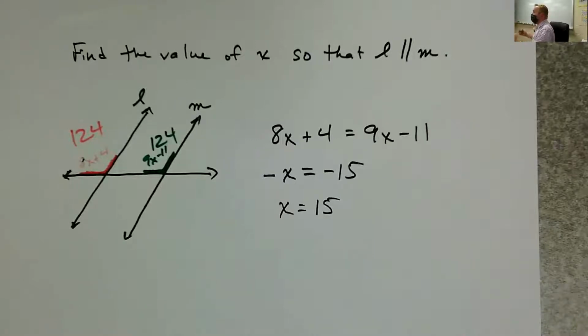If the corresponding angles are the same, then the lines are parallel. That's your corresponding angles theorem. We wrote that on your pink sheet, remember? Corresponding angles theorem. If corresponding angles are congruent, then the lines are parallel. Okay, that's all that's going on there.